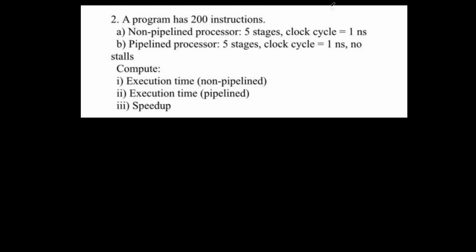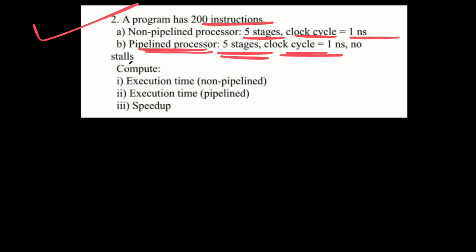Now let's understand this question. A program has 200 instructions. If it's a non-pipeline processor, there are 5 stages and the clock cycle is 1 nanosecond. If it's a pipeline processor, we have 5 stages, the clock cycle is 1 nanosecond, and there are no stalls. We have to calculate the execution time of the non-pipeline processor, the execution time of the pipeline processor, and the speed up. Speed up means the ratio of both of these.